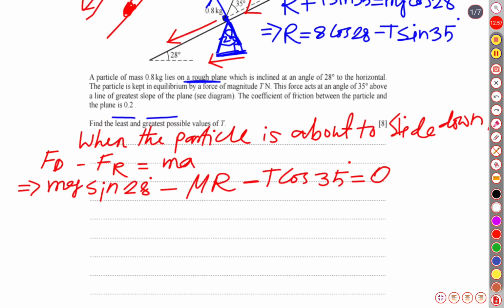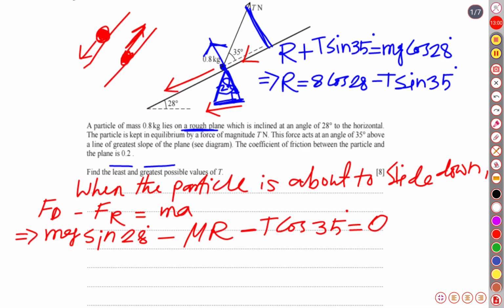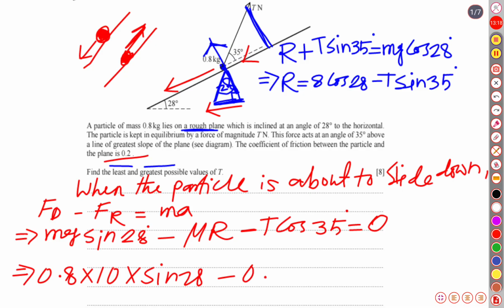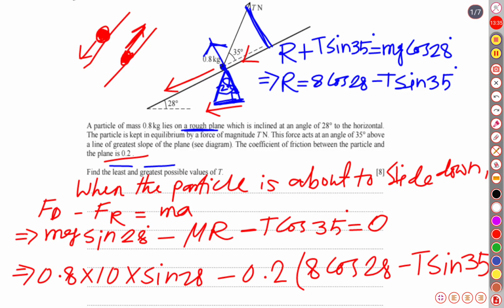Now we are going to substitute the values we have so far. First of all, the mass of the particle is 0.8, so 0.8 into 10 into sine 28 minus mu. Mu is the frictional coefficient which is given, it is 0.2. So 0.2, and R, we have already calculated the normal reaction. R is 8 cos 28 degrees minus T sine 35 degrees.